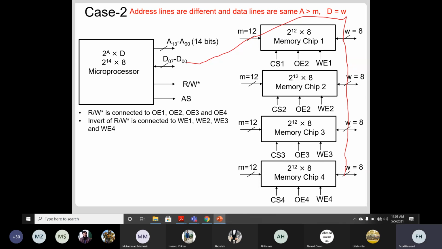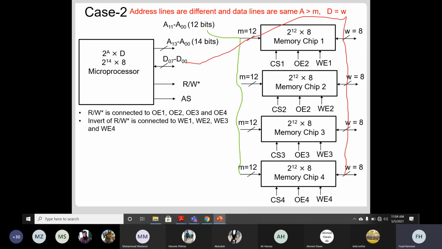Now if you look at the address lines from the microprocessor side, it is 14 bits. And the address lines of the memory side are 12 bits. So can we partition this address line from the microprocessor into 2 portions? Can we write it like this, A11 to A00? If we see this address A11 to A00, how many bits are there? 12 bits. So can we connect this directly to all this?